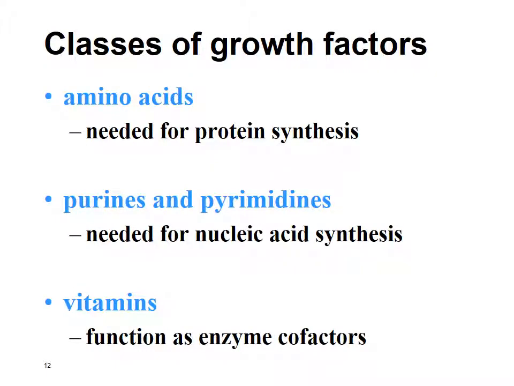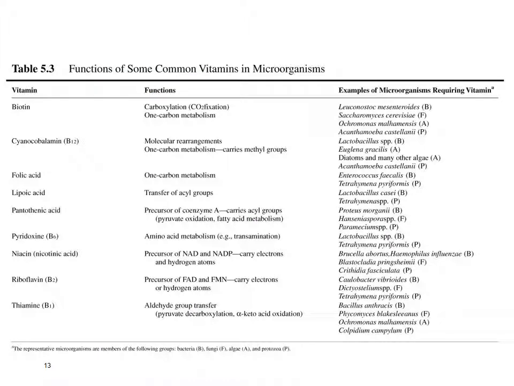There are three major classes of growth factors, as you can see listed here: amino acids, which are needed for protein synthesis; purines and pyrimidines, which are needed for the synthesis of nucleic acids; and vitamins. Vitamins are small organic molecules that usually function as enzyme cofactors, and they're needed in only very small amounts to sustain growth. For your interest, here are some examples of common vitamins required, their functions, and the microorganism that requires each of these vitamins.